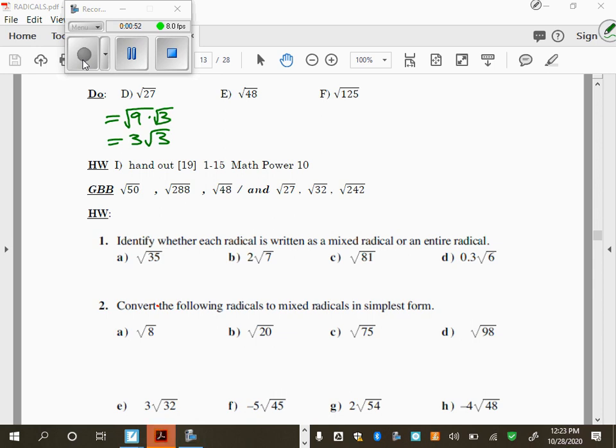And you get 3 radical 3. But remember, don't write it backwards. Don't write 3 radical 3.